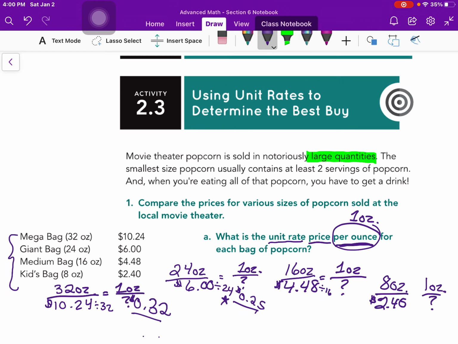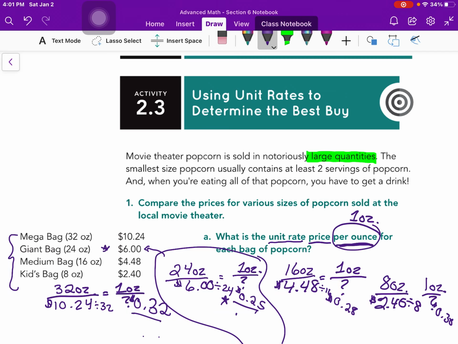Well, next one, we're going to divide by 16. So we're going to take 4.48 divided by 16. This one is 28 cents. Ooh, 25 still is beating that one. Let's look at the smallest one. We're going to divide that by 8. And we're going to have $2.40 divided by 8. This one is 30 cents per ounce. Your best deal is going to be the giant bag.